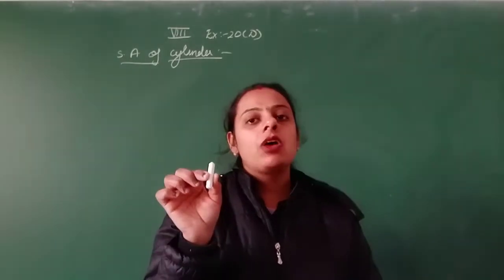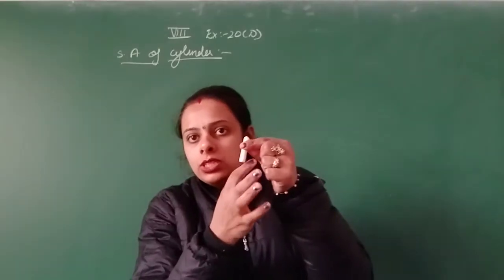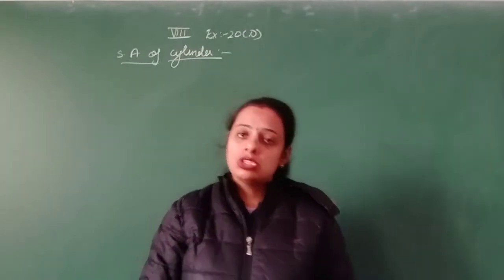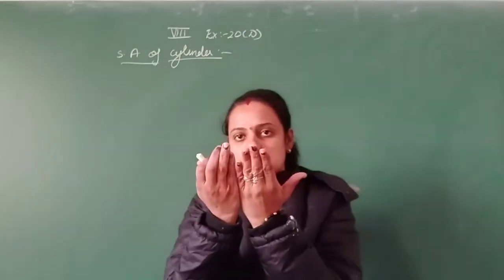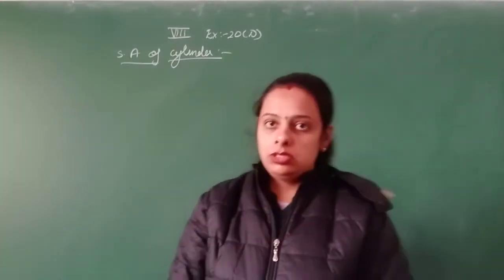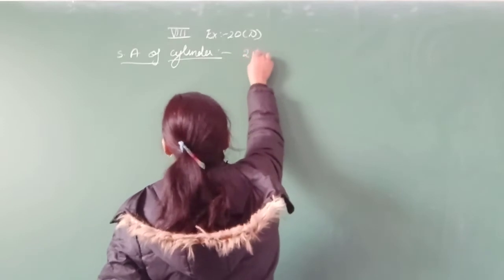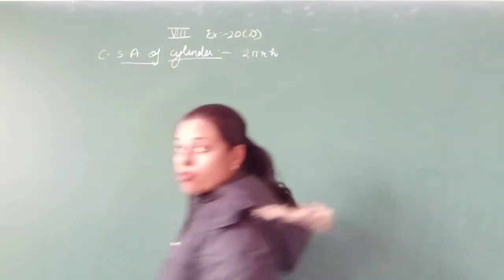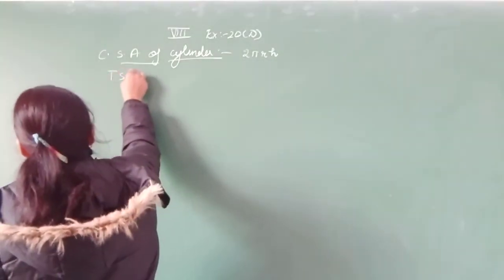Then what will be the surface area? As you know, this is the surface of this cylinder, and the cylinder at your home is also in cylindrical shape. So the curved surface of that cylinder will be 2 pi r h. This is the curved surface area of the cylinder. And what about the total surface area of a cylinder?